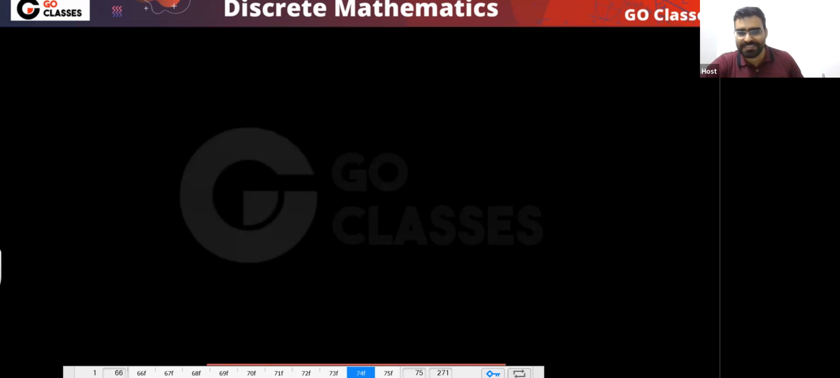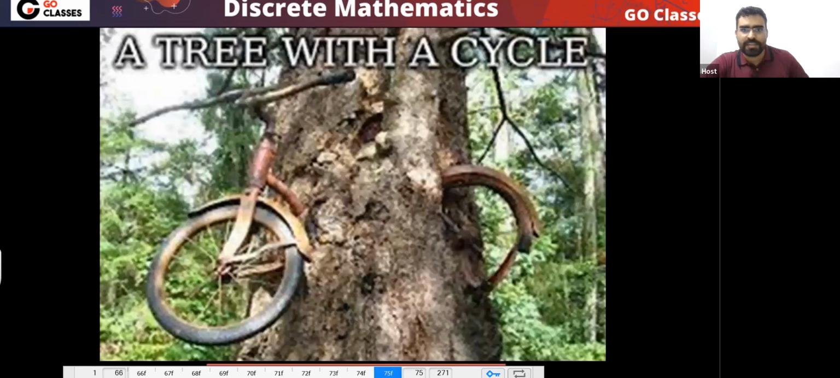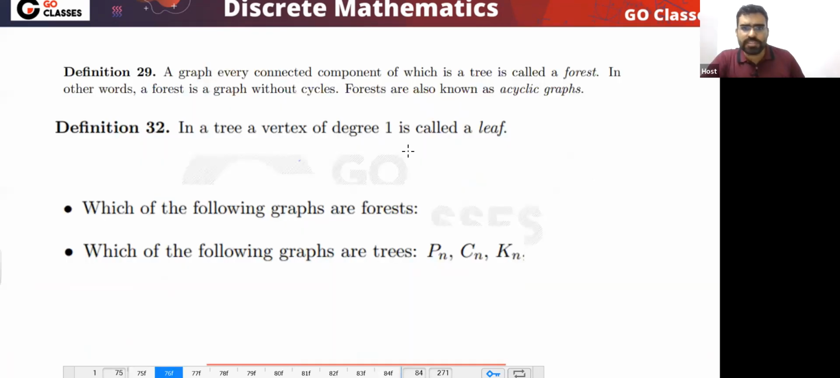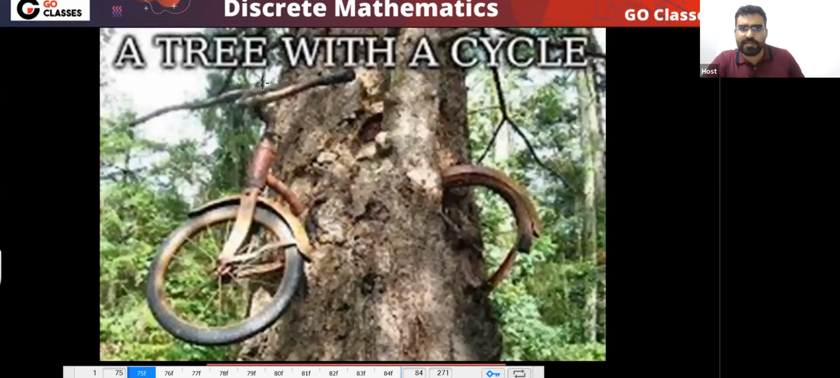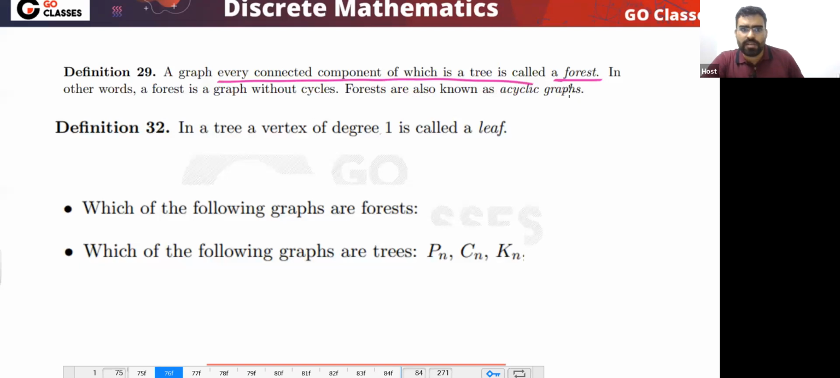Okay, now let's see the next. So what is a tree? You understood what a tree is? A tree is very simple. A graph in which every component is a tree, that is a forest. Remember, forest basically means that every component is a tree. So forest means an acyclic graph, without cycles.